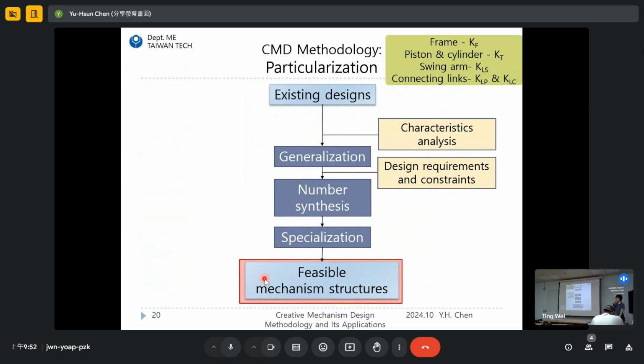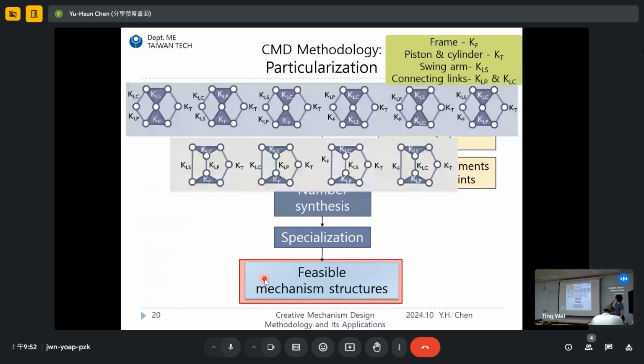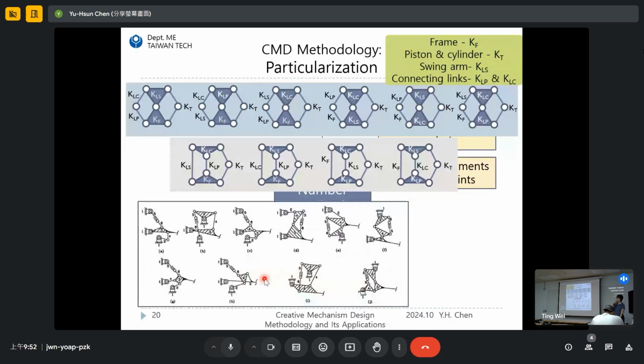I think that maybe that is the most difficult step in this methodology. How about the particularization? We have to take the spatialized chain and draw it back to the mechanism gauge. How? Let's take a look at maybe one of them. For example, this one. Over here, I still list all of the symbol representations, like KF is a frame. So let's take a look. How about the frame in this spatialized chain? Over here, the frame is the binary link.